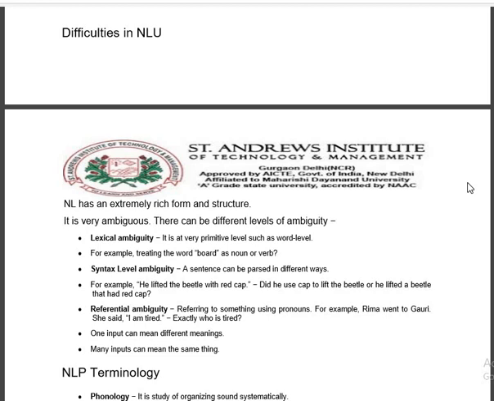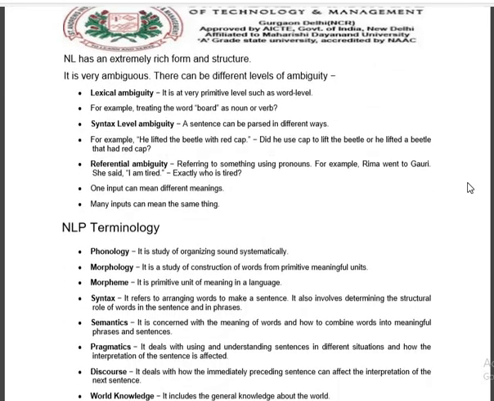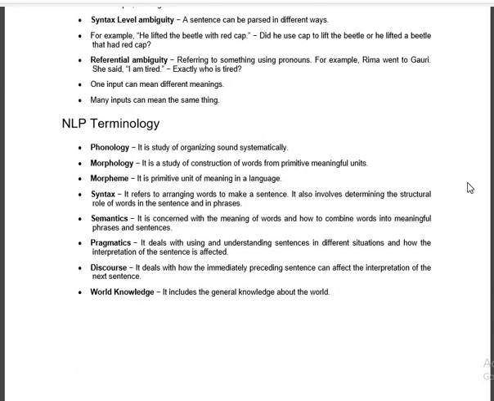So that is one more ambiguity that we come across, and many researchers are still working in the field of NLP to find out all the difficulties, rectify them and improve the system. When we talk about NLP, there are different kinds of terminologies that come to our mind. Now, some of the basic terminologies we need to understand: what is phonology, morphology, morpheme, syntax, semantics, pragmatics, discourse, and world knowledge?